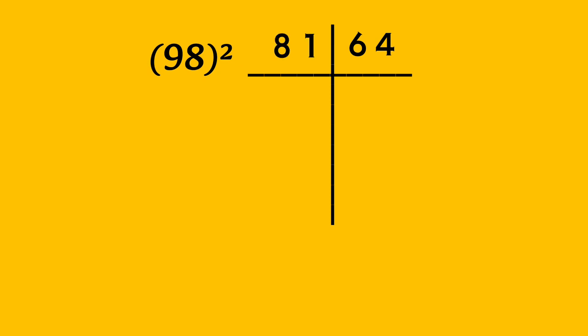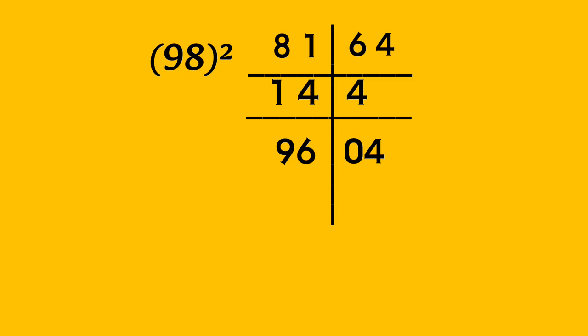Let us now find the square of 98. 98 squared equals. At first we draw two intersecting lines like this. Then we write the square of 8, which is 64, here. Now writing the square of 9, which is 81, here. Now multiplying 9, 8 and 2 we get 144. Write below tens and hundred and thousand place, and add. We get 9604. Finally the answer is 9604.